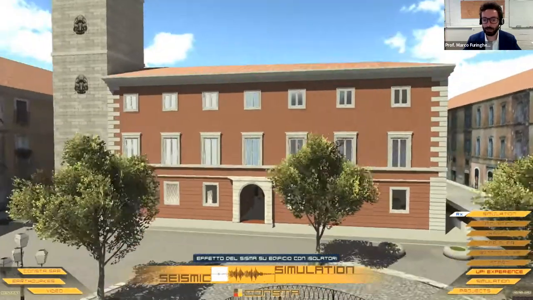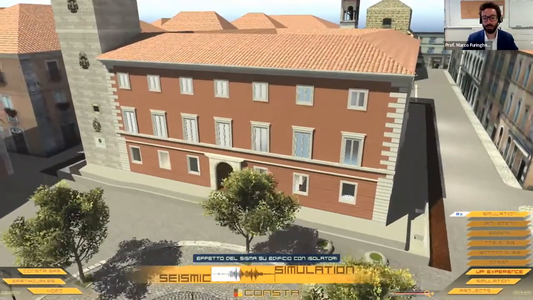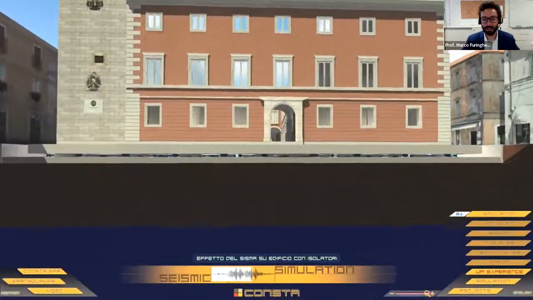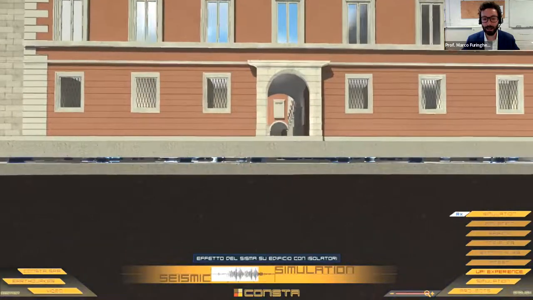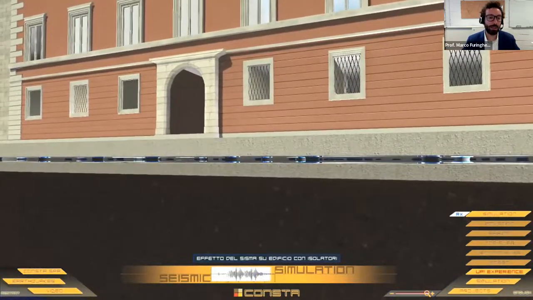even if the overall technology is applied to an old building, maybe a masonry building, which is very vulnerable with respect to seismic actions. And you see, this is in some way uncoupled with respect to the ground motion, and the overall internal forces can be decreased.